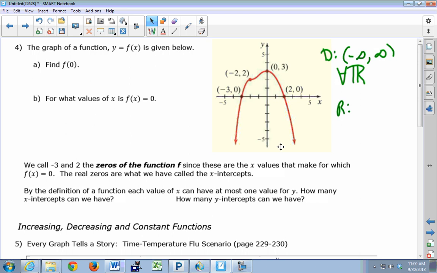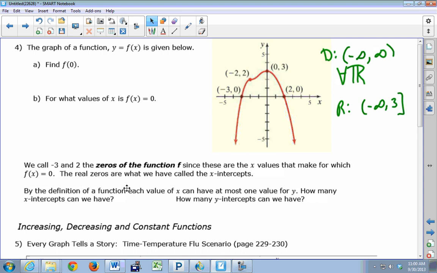And what would the range be here? What's the smallest value of your range? Negative infinity. And do we have a highest value here? 3. That's the domain and range.